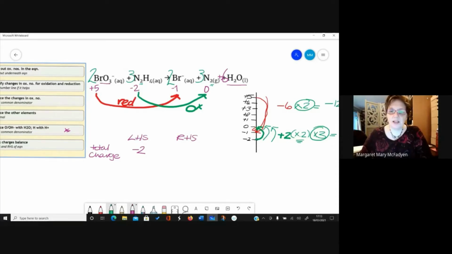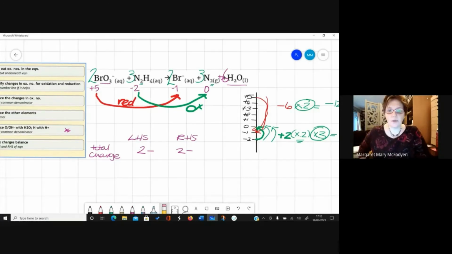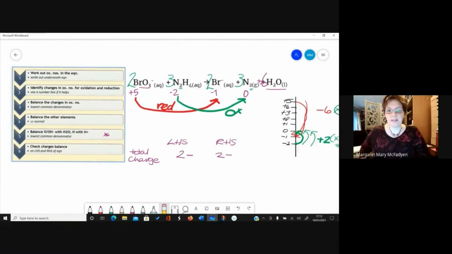And if you look on the right hand side, you see that the water's neutral, the nitrogen's neutral, and we have the bromide, and we have 2 of those. So 2 times that 1 minus is also given as a 2 minus. So we're writing a charge on the ion. So we mean 2 minus. So what we see is we have the same charge on the left hand side and the right hand side. So now our equation is balanced.